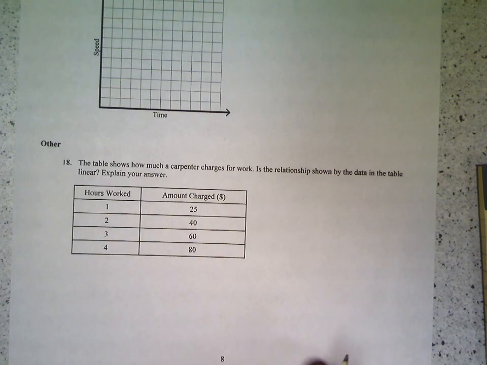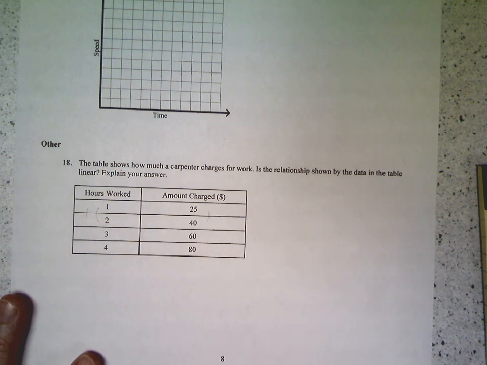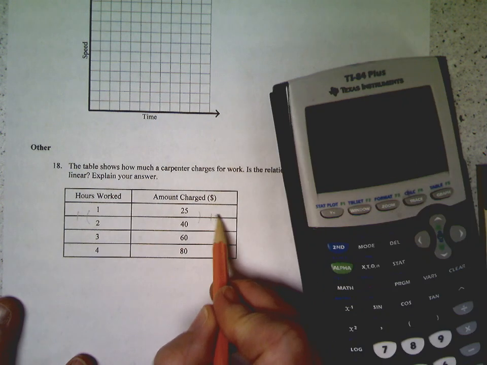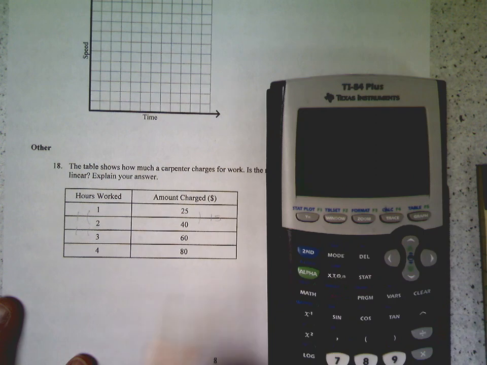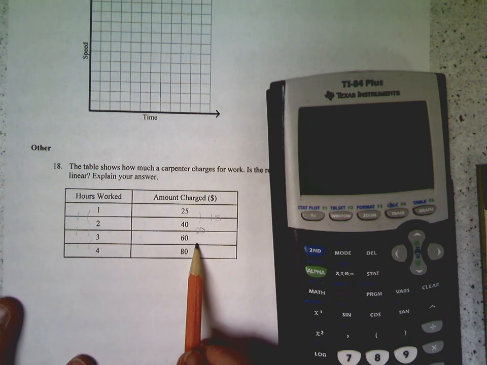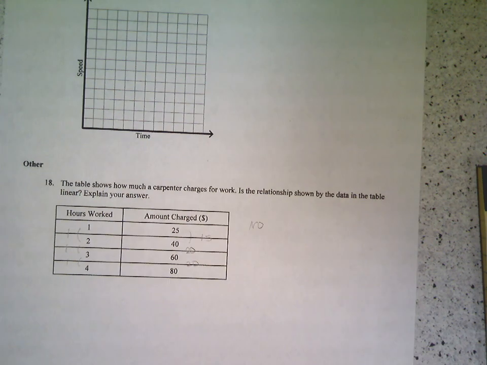18 says the table shows how much a carpenter charges for work. Is the relationship linear? Well, let's see. From here it goes up 1. From here it goes up, let me check my calculator to be sure. It goes up 15. Here it goes up 1, and then it goes up 20. It goes up 1 and it goes up 20. Is that linear? No, it's not linear because it does not have a constant rate of change.